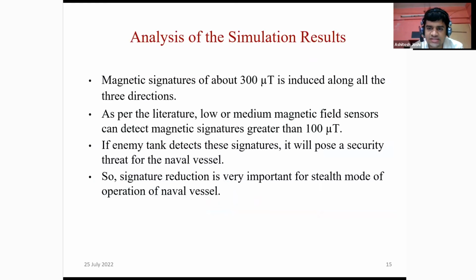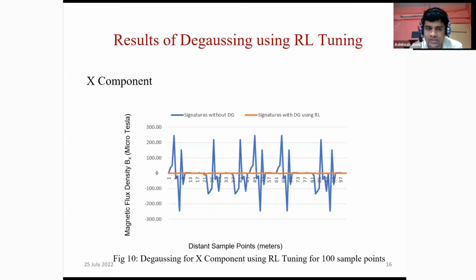Now, if these signatures are detected by enemy tanks, then it will pose a security threat. So for stealth mode of operation of a naval vessel, we have to bring down this value to a significant level. That is what we are performing, called degaussing. So once we perform the degaussing, we can see the degaussing results here.